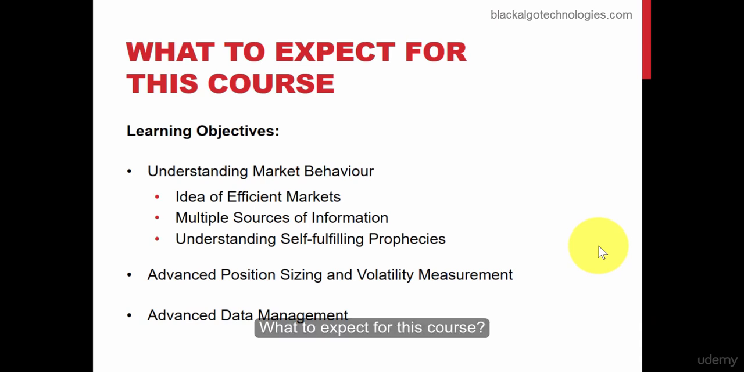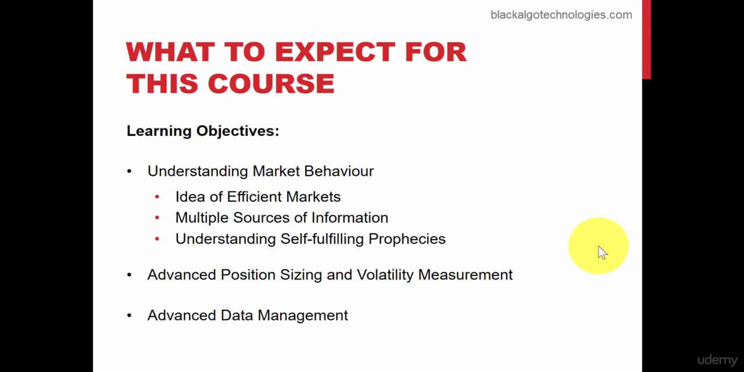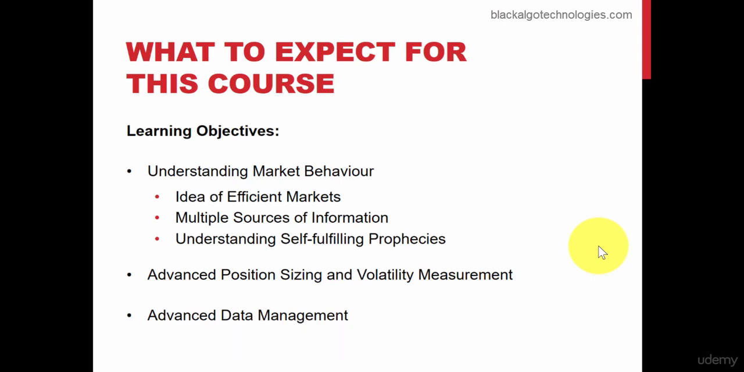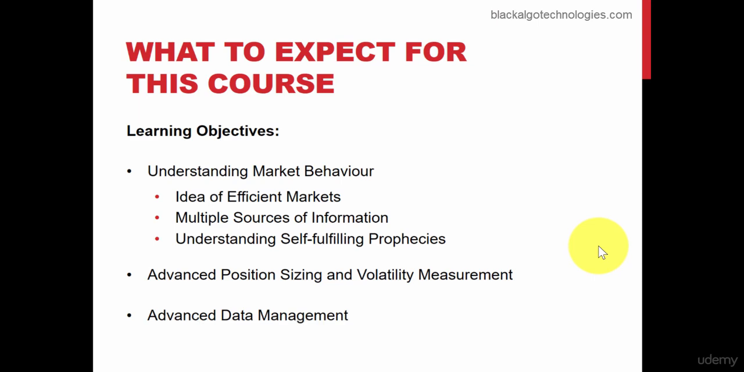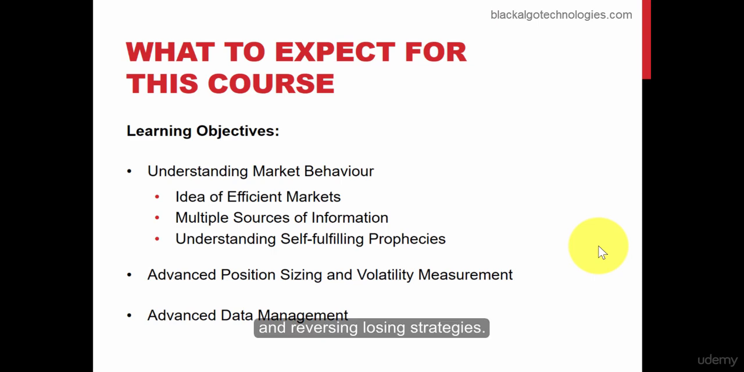What to expect for this course? We start off by understanding market behavior. This is important because without understanding the markets, we can't understand how to design robots to exploit market inefficiencies. So we'll talk about the idea of efficient markets, multiple sources of information. We try to understand the idea of self-fulfilling prophecies, and we also look at concepts such as switches for different market conditions and reversing losing strategies.